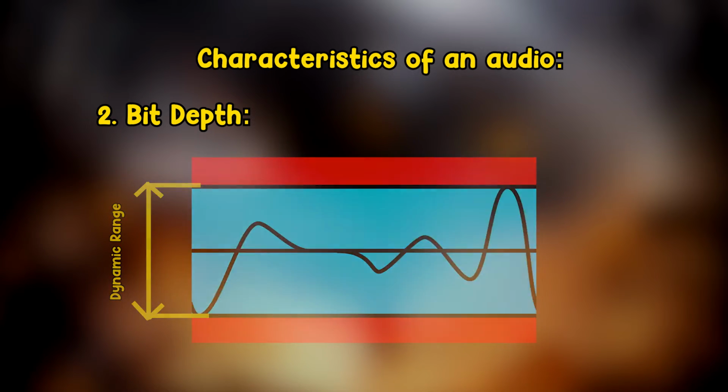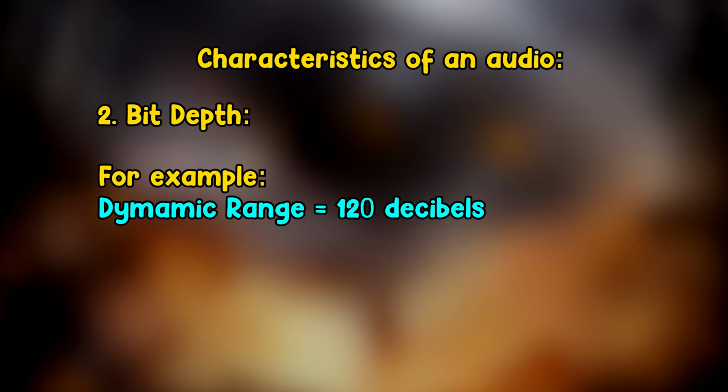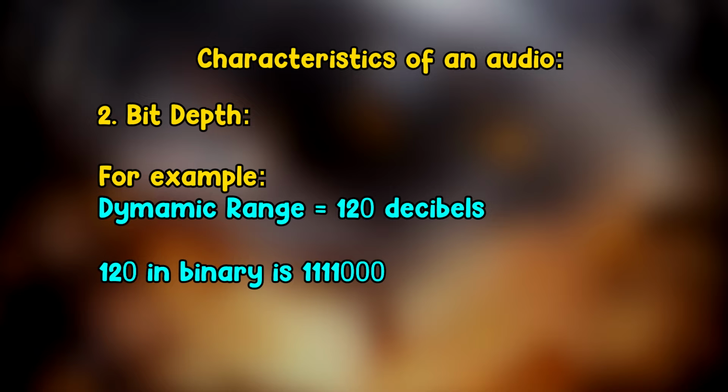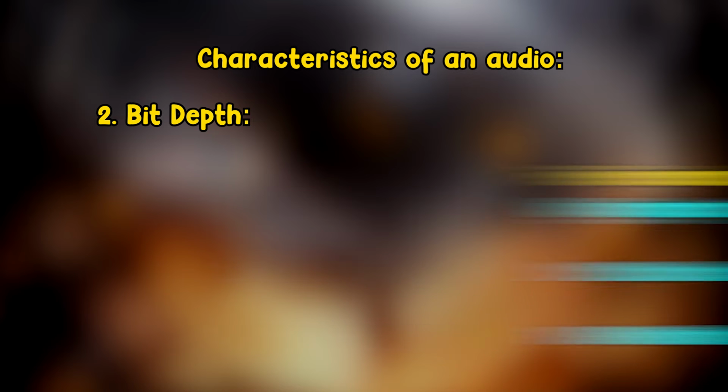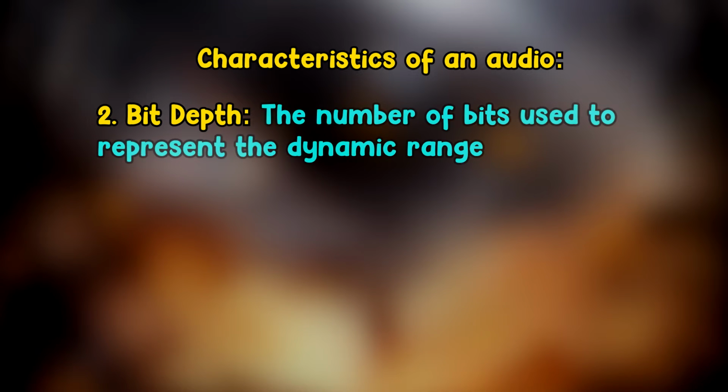So dynamic range is actually a number, and just like any other number in your computer, it has to be stored as a series of bits. Each bit can be 0 or 1. So your dynamic range is a series of ones and zeros. The wider your dynamic range is, the higher its number will be, and therefore the more bits should be stored into your audio file. And what is bit depth? Bit depth refers to the number of bits used to represent the dynamic range.